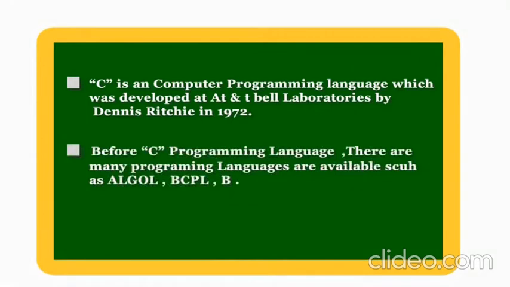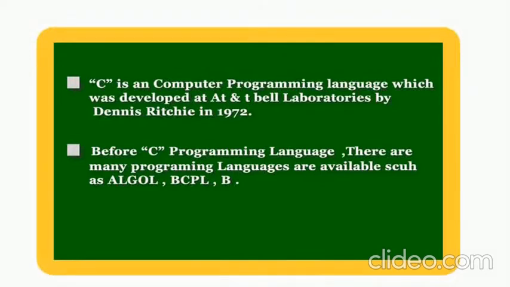Before the C programming language, there were many programming languages available such as Algol, BCPL, and B, but these programming languages had their own limitations. Algol can be used to write scientific software. BCPL and B can be used in system programming. It means you cannot write all the software with the help of one programming language.